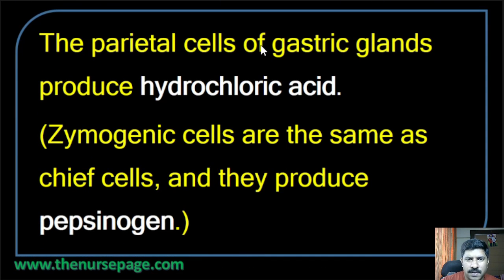The parietal cells of gastric glands produce hydrochloric acid. At the same time, zymogenic cells and the chief cells are the same, and they produce pepsinogen.